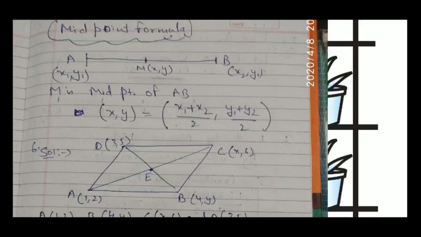Before starting the solution of this question, you should remember the midpoint formula, because we will use this formula in this question. You can see AB is the line segment whose coordinates of A are (x1, y1) and coordinates of B are (x2, y2). Let us suppose M is the midpoint of A and B, and the coordinates of M are ((x1 + x2) divided by 2, (y1 + y2) divided by 2). We will use the same formula to solve this question.